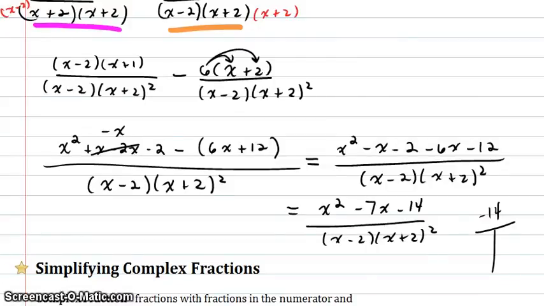allowed 15 minutes. But we were looking at, could we factor x squared minus 7x minus 14? Okay, so there are no factors of negative 14 that add up to negative 7, so we can't factor that any further. Had we been able to, we might have been able to cancel out something from the numerator and the denominator, but as this problem is, that is our final answer right there.